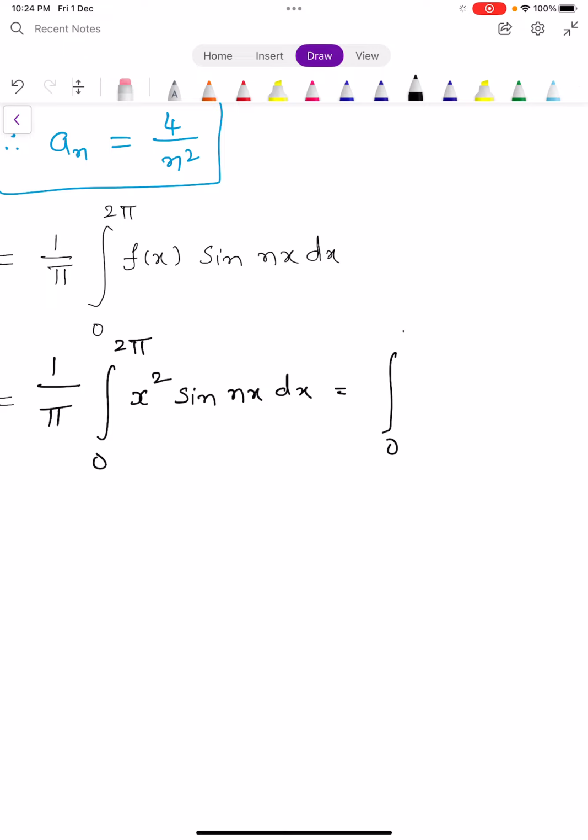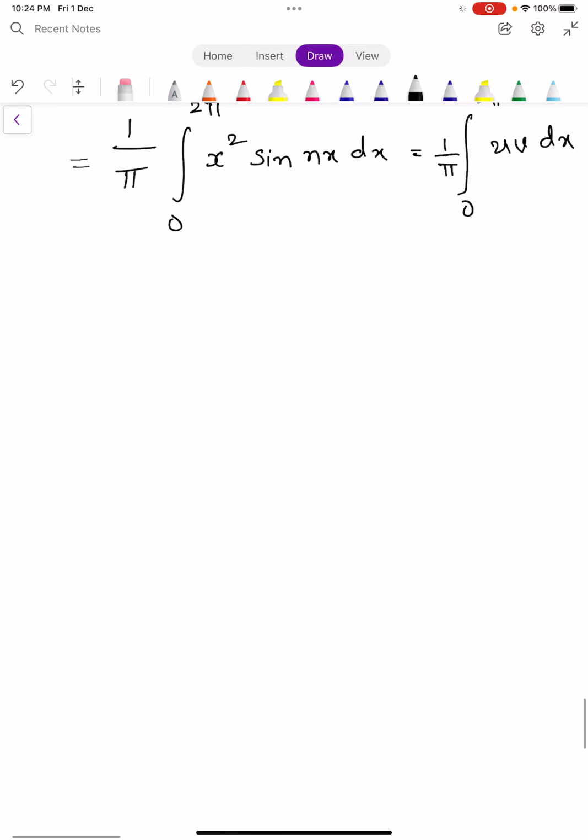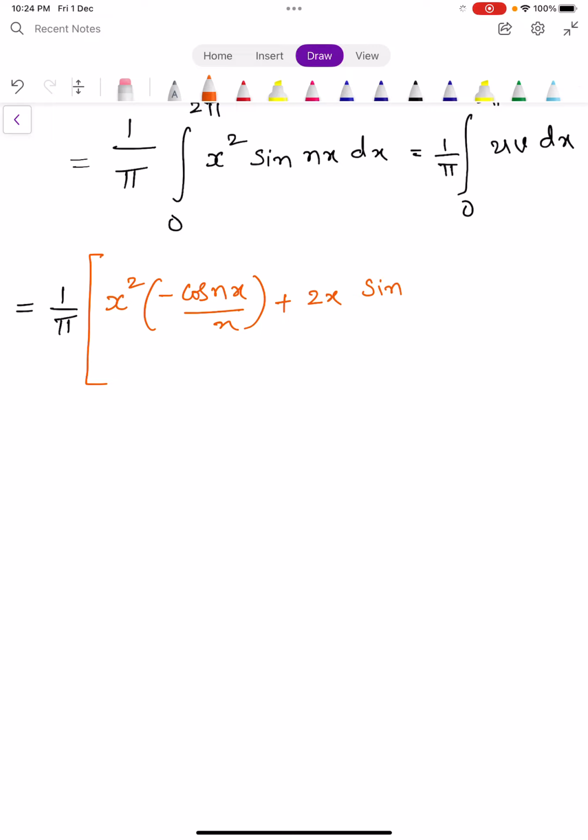Integral 0 to 2 pi uv dx. So apply Bernoulli's rule here. We get 1 by pi into derivative of x square, 2x. First, remember that the integral of sin nx is minus cos nx by n, minus of minus plus 2x sin nx by n square.